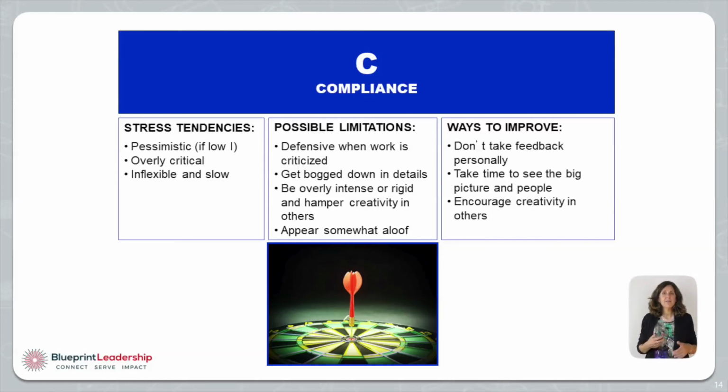Also, because C's have a tendency to really check into the details and dig deep, sometimes that can come across as being too bogged down in details. You know, you hear the term analysis paralysis, not being able to step back and see the bigger picture, but getting really bogged down in the weeds, which creates a sense of slow movement and can be frustrating to other members of the team.